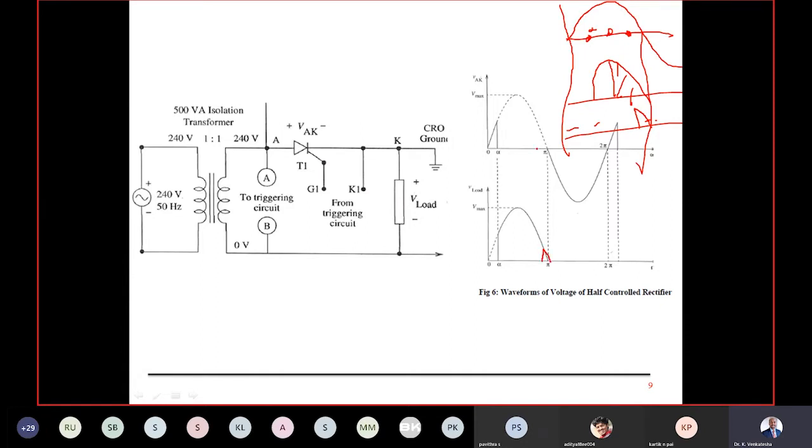The remaining portion of the area will be available across the switch, because the switch is not conducting till that particular point. This is the waveform across the switch. This is my firing angle alpha, which is 170 degrees. From 170 to 180 only, I'm allowing the current to flow. Only the remaining portion will be available here.